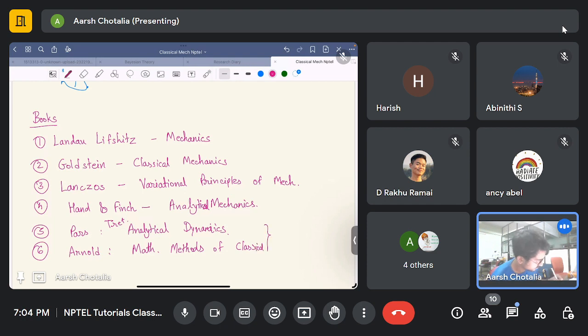I personally haven't seen these two, so I don't know, but the professor says it might be advanced for some of us. I'm including me because even I don't know how difficult it is. But you can take a look at it. So these are the books.